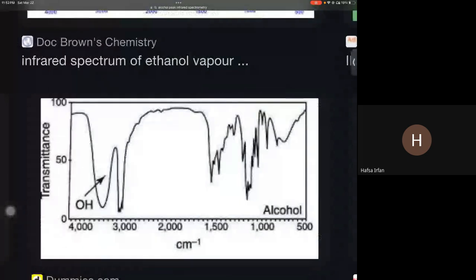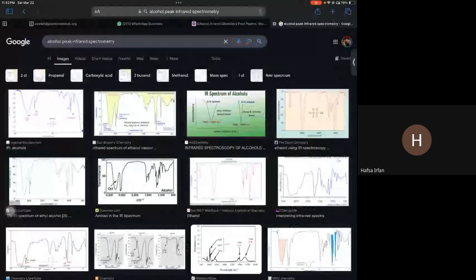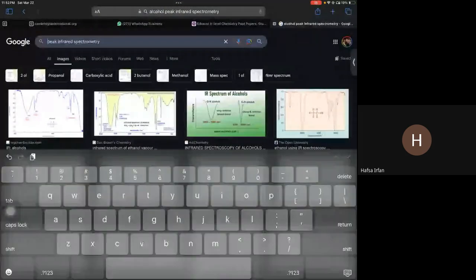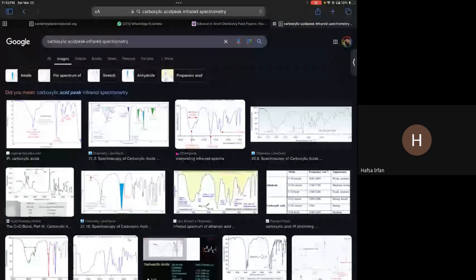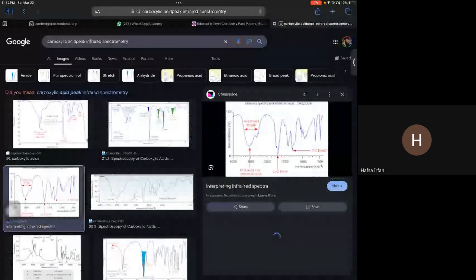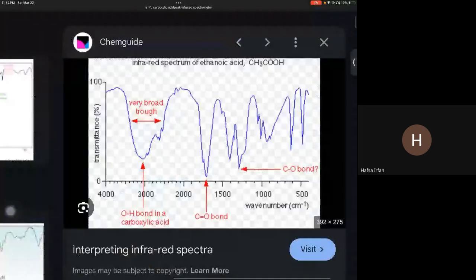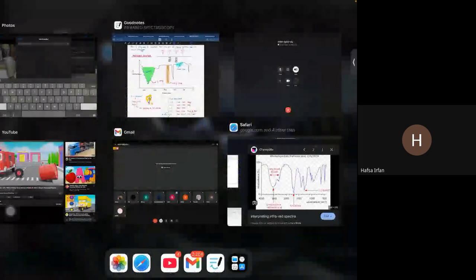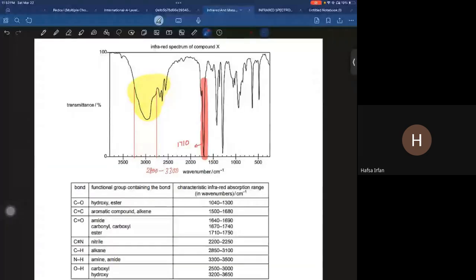And let me tell you carboxylic acid. So this is OH bond in carboxylic acid. You can check this. Now you can match with the given spectra. This is for carboxylic acid and that was for alcohol. Can you match with the given data like this?